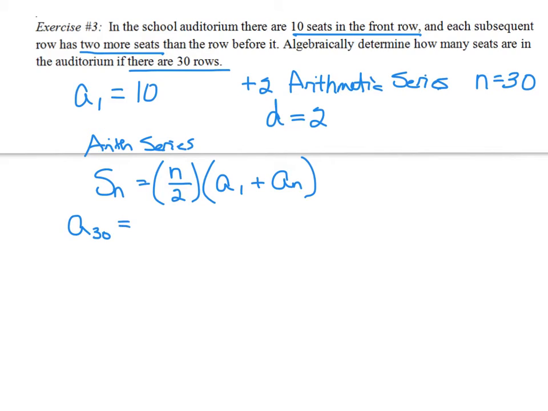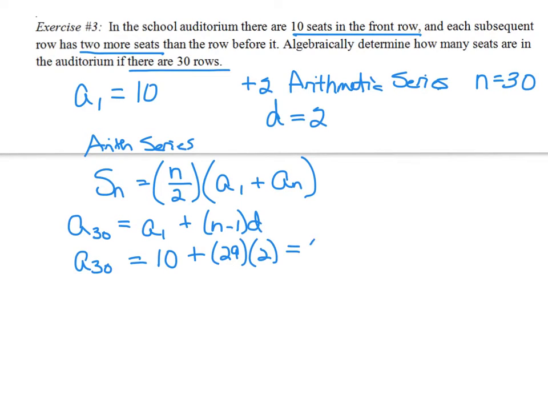So to find A30, we're going to start with A1, and we're going to add n minus 1 times d. So we should be pretty good at this formula by now. 10 is my first term. N is 30, so this is going to be 30 minus 1, which is 29, multiplied by my common difference, 2. Adding this all together, we get that the 30th row has 68 seats.